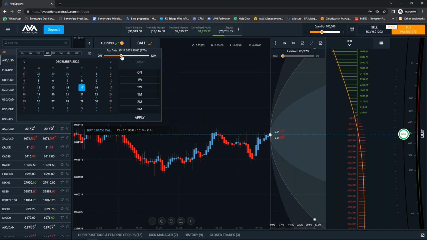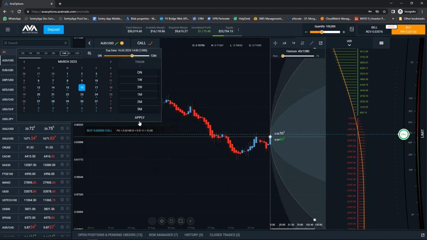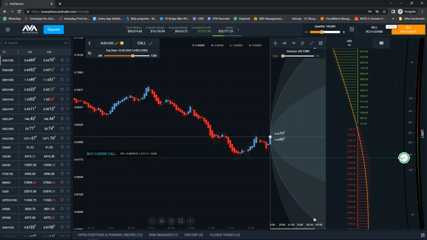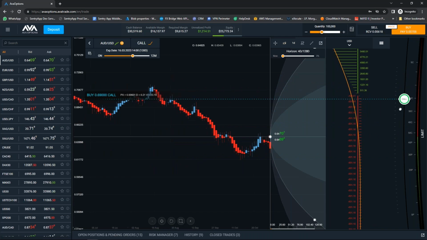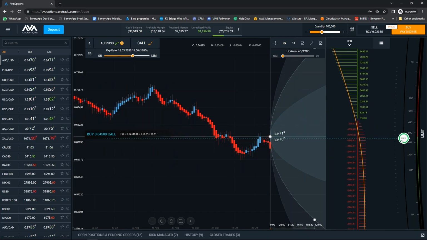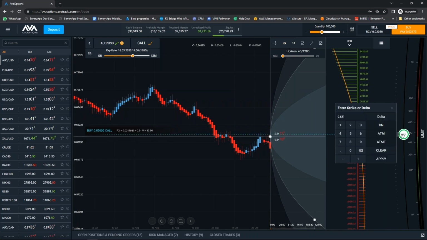So you can choose any expiration date from a day to a year. You can choose any strike just by dragging the strike button up and down. When you do that, it goes at specific intervals, like here it's going every 50 pips. But if I double click, I can choose any strike. I can choose the at the money forward, the delta neutral strike, which we don't need to get into.